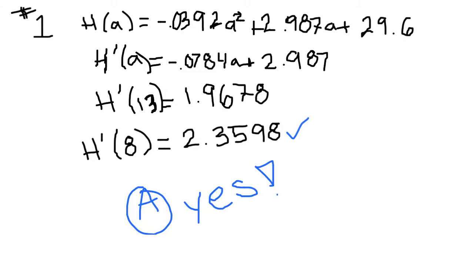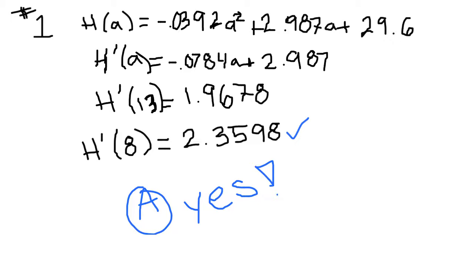When we think about increasing or decreasing, we want to think about slope, and the slope is represented by the derivative. So if we were just to take the derivative of this h of a function, then that will give us the slope at any point a that we plug in, and a represents the age. So I've taken the derivative. I think you by now know how to do that.